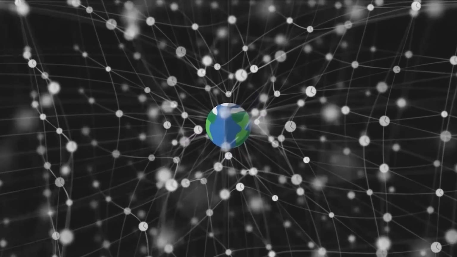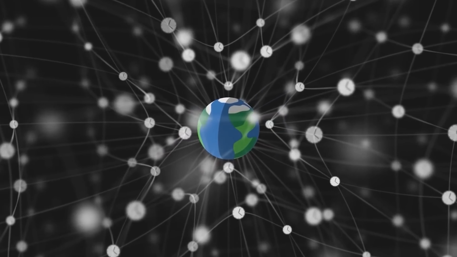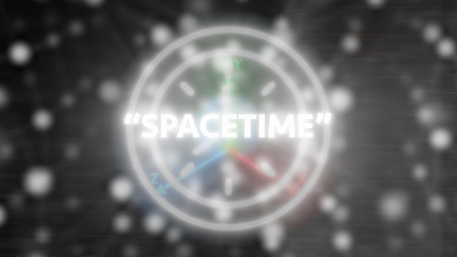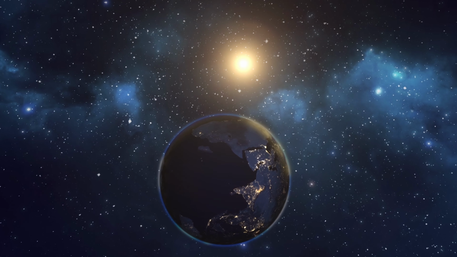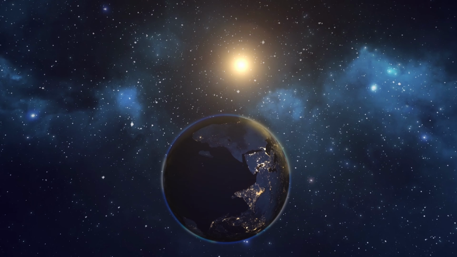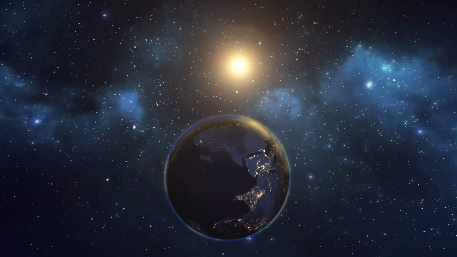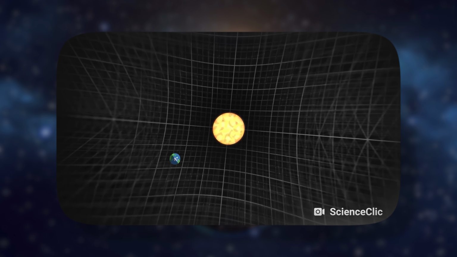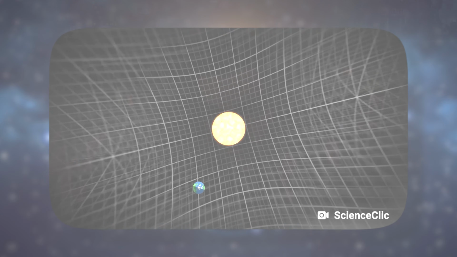In reality, general relativity describes a 4-dimensional universe. 3 dimensions of space and 1 dimension of time. Together, these form what we call space-time. Thus, the Earth revolves around the Sun, not because it is pulled by a mysterious force in the Newtonian sense, but because it follows the curved geometry of spacetime distorted by the Sun's mass.